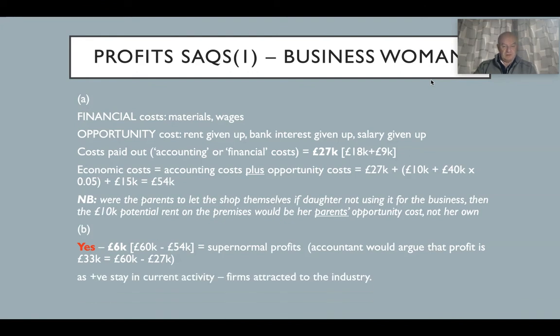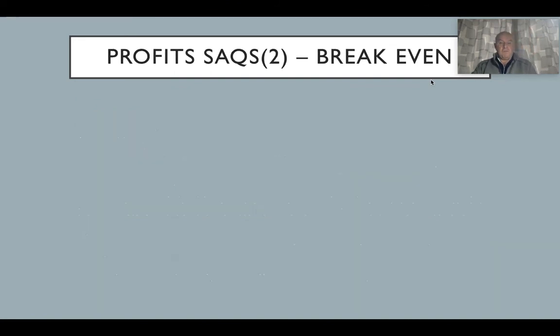Let's take a look at the next part. In this case, if we stay in our current activity, then the issue may be that firms might be attracted into the industry because of supernormal profits. Okay, let's take a look at this break-even point then, in question 2.